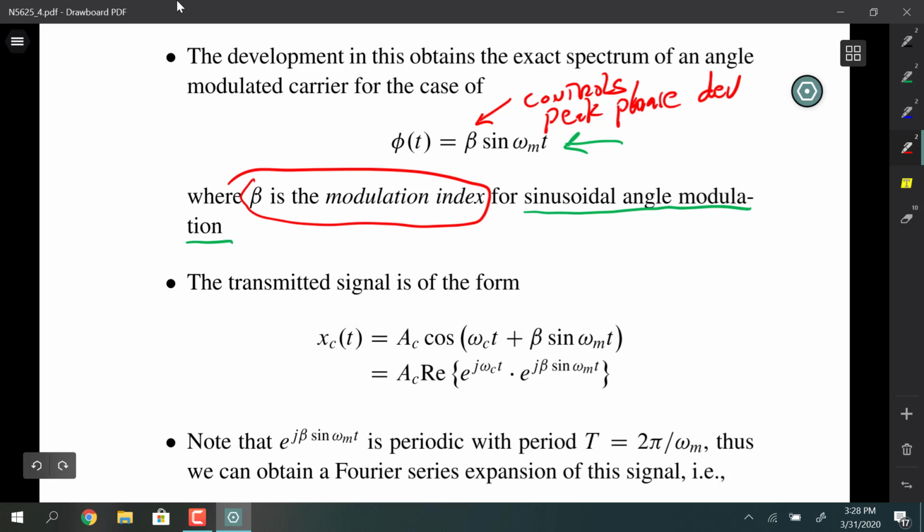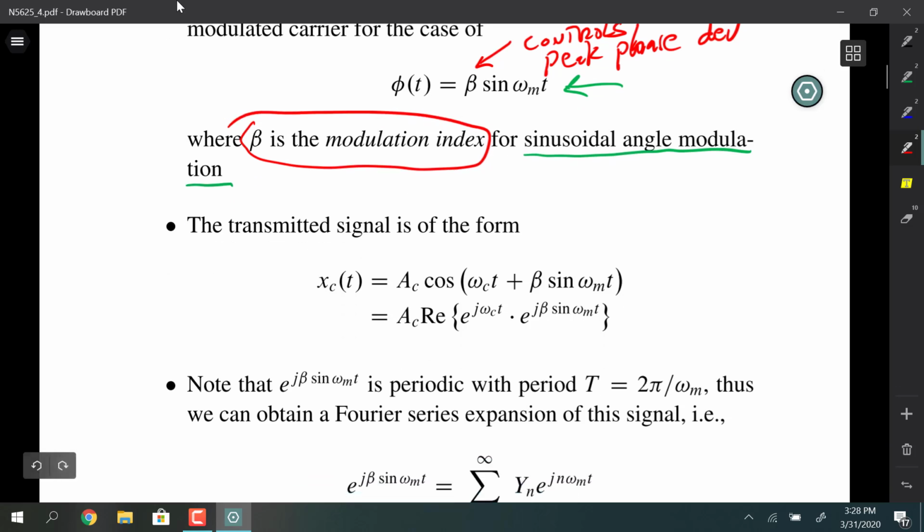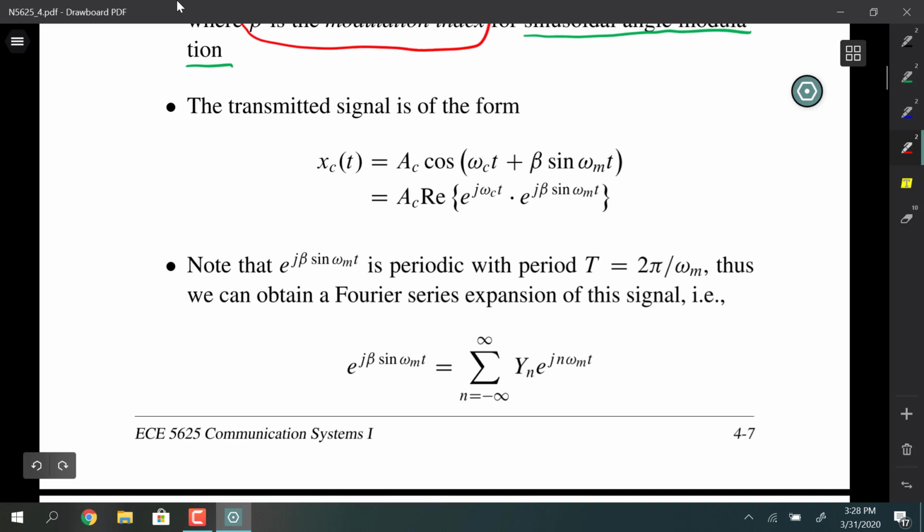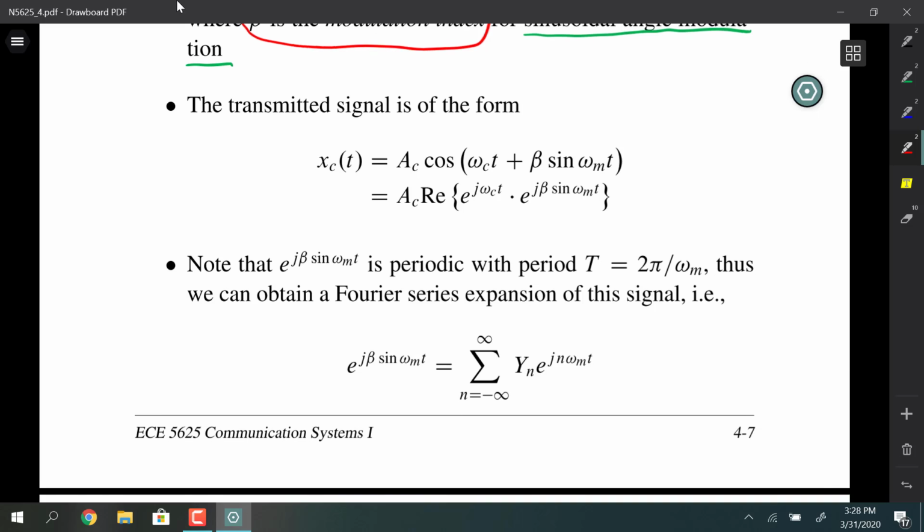That you're imparting to the carrier. And if you were to take the derivative of that, you would get the peak frequency deviation, and we'll be seeing that in a bit here too. So our transmitted signal is of this form when we replace phi by beta sine omega m, and then we can do the same setup with complex sinusoids and taking the real part.